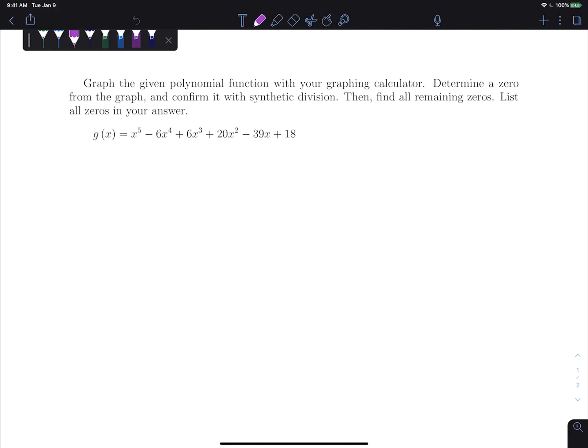Now, to do that, we have g of x equals x to the fifth minus 6x to the fourth plus 6x cubed plus 20x squared minus 30x plus 18. That's a lot of terms there. So what we're going to do is go to the calculator and graph this. So I will see you there.